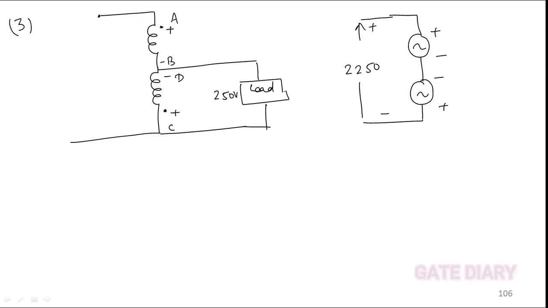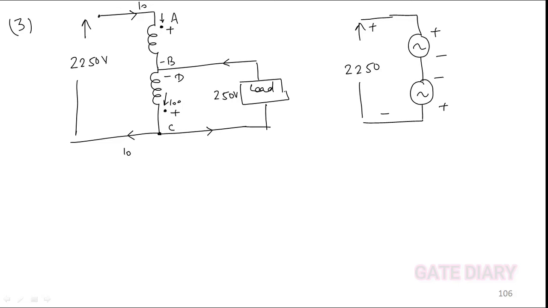Current here, how much? 10 amp. Voltage is 2250 volt. AB current rating 10 amps. Entering into the dot, current must leave the dot. How much current through CD? 100 amps. So 100 amps will flow through. 10 amps is entering into the AB winding, entering into the dot. In the CD winding, current must leave the dot. And how much current? 100 amps.